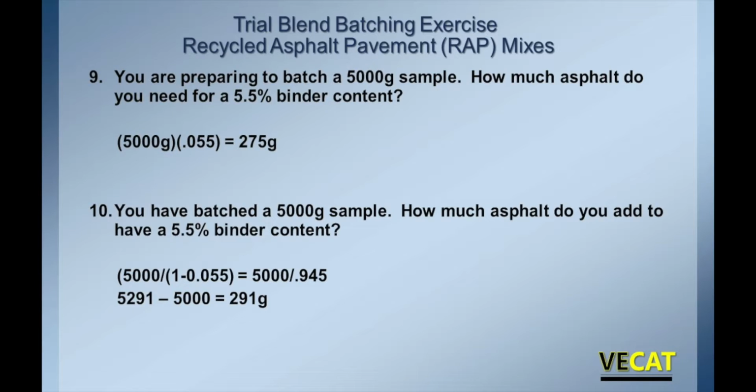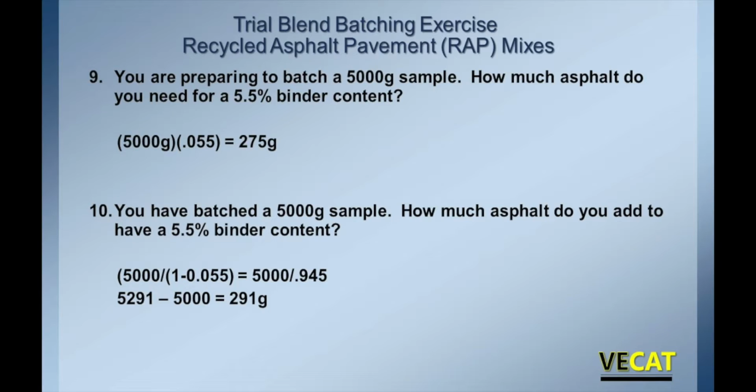Pretty easy, but if you look at number 10, the question looks very similar, but it does have a different calculation and a different answer. This says you have batched a 5,000 gram sample. So this insinuates that you've already batched your aggregate. You've already got a 5,000 gram sample. How much asphalt do you add to have a 5.5% binder content? So what you need to notice in reading this, you're going to end up with a higher amount of grams in your sample than 5,000. You've already batched 5,000 grams, and the question is, how much asphalt do you add to that to achieve 5.5% binder?